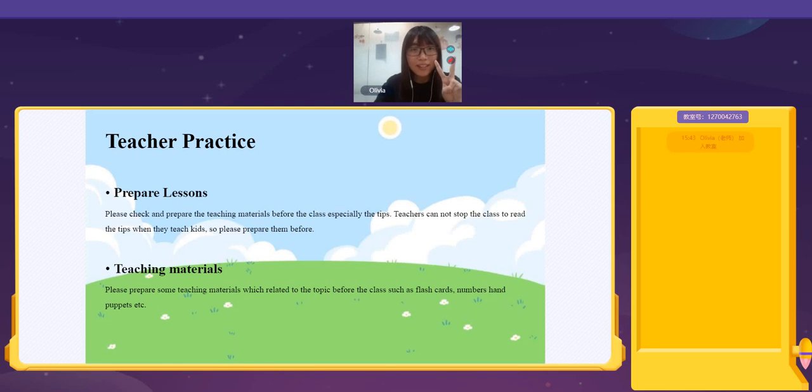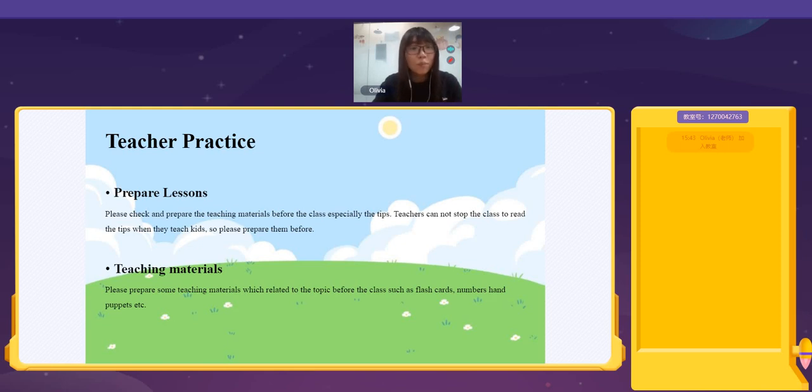And the second part is our teacher practice. When the teacher teaches the kids, the teacher can sit on a chair to teach. So let's start with the first one of the teacher practice.